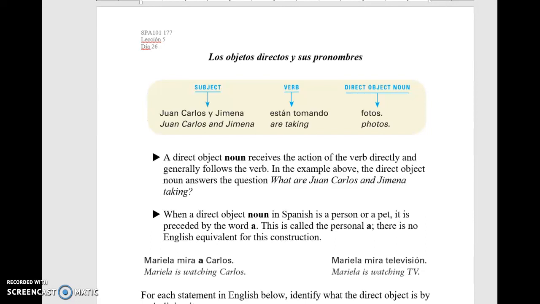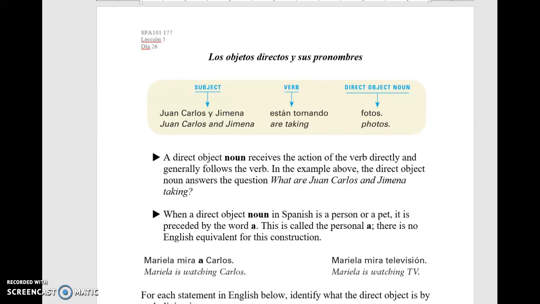So, many times students have forgotten what a direct object is in English, and so I look at the direct object as the who or what receives the action of the verb directly. Okay? It generally does, the noun itself does follow the verb.